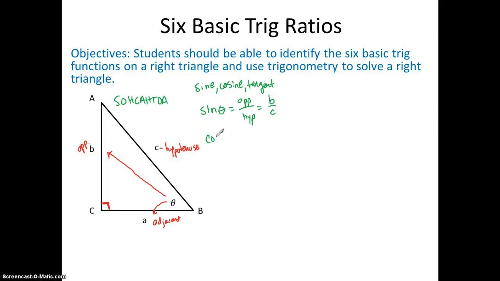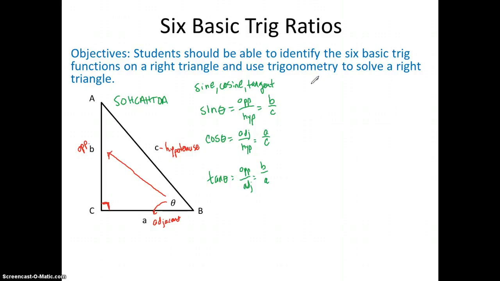Okay, so here's cosine. Cosine of theta is the adjacent over the hypotenuse. In this case, it's the adjacent A over the hypotenuse C. And then we have the tangent. The tangent is the opposite over the adjacent, which is opposite B and adjacent A. So B over A.